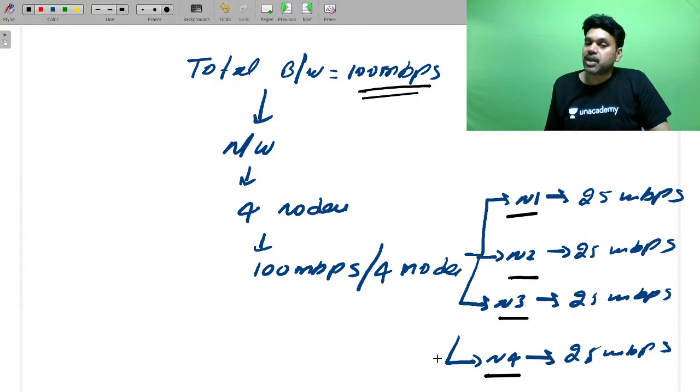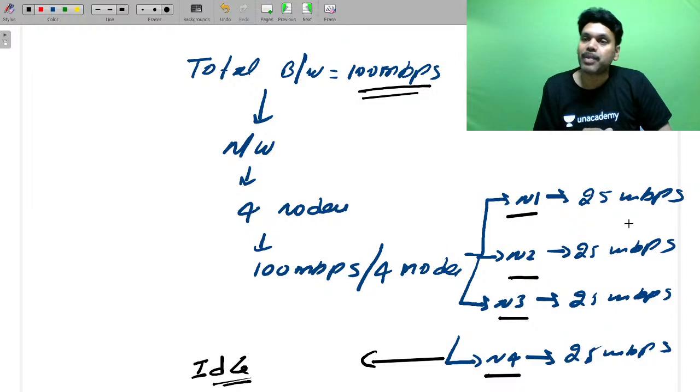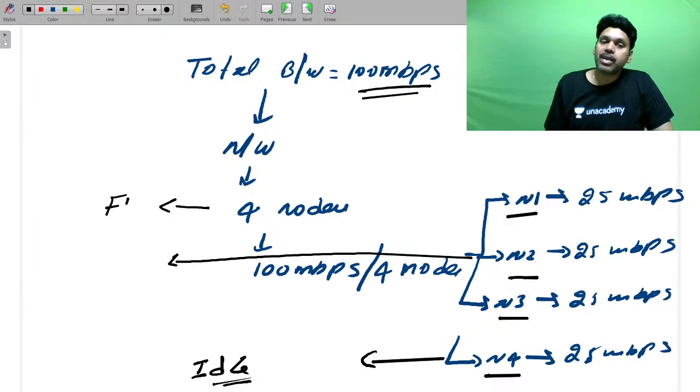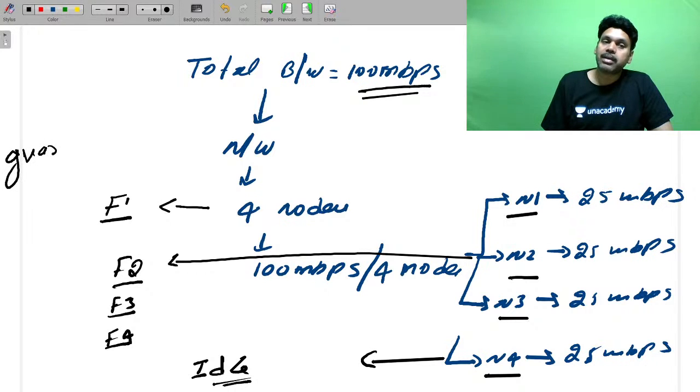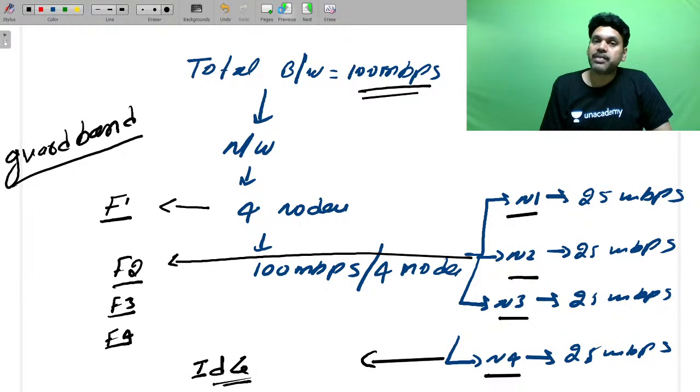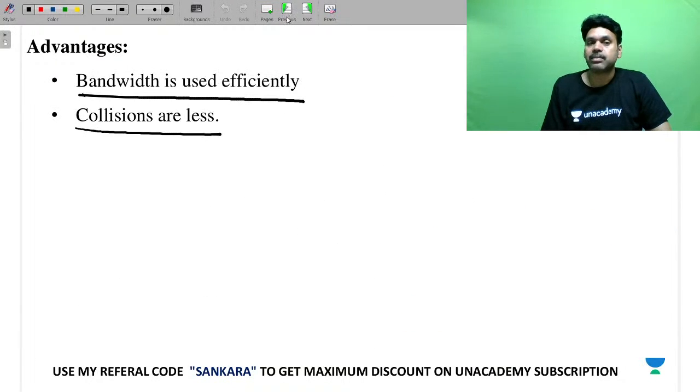If any particular node, let us say, is idle, then I cannot use his 25 Mbps with me. I am using only a small portion of the bandwidth. And these frequencies, whatever I have allocated, F1 I have given to this node, F2 I have given, F3 I have given, and F4 I have given. And they are completely protected using what? Guard bands. Already these points are given. Please go through them once.